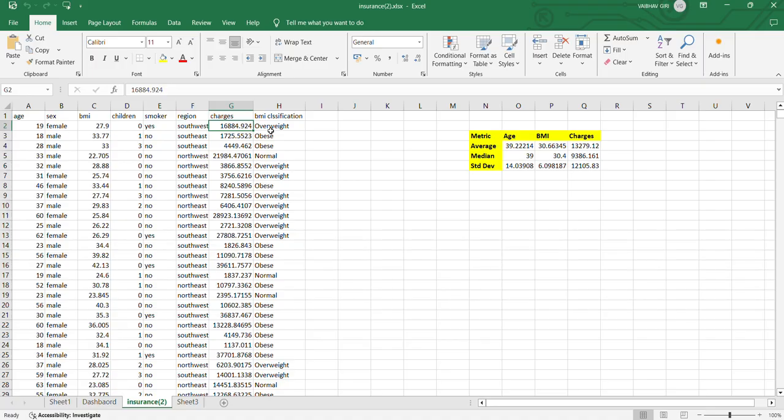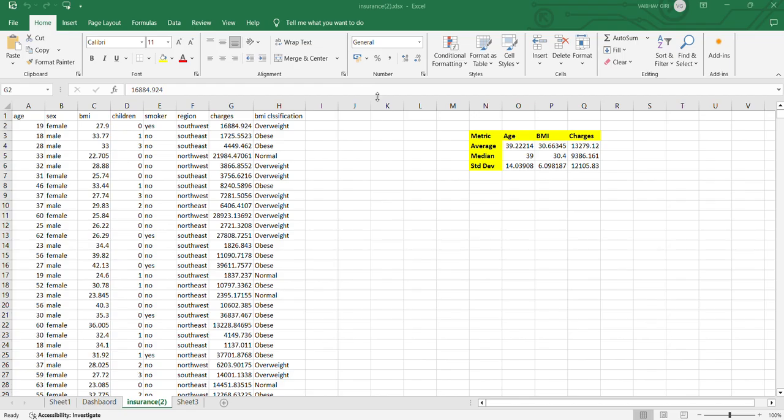Before starting our analysis, we cleaned the data by checking for missing values, removing duplicates, and converting data types where needed. Now let's start with the key insights that we have drawn from the analysis.